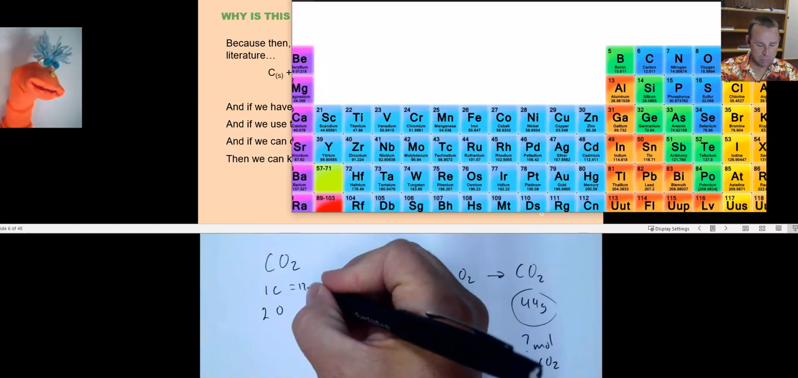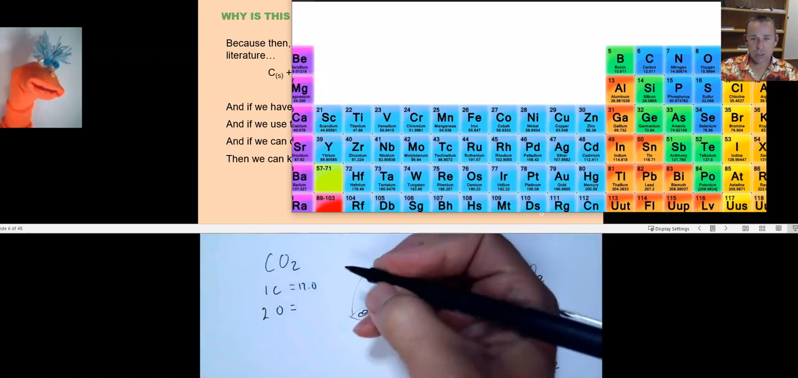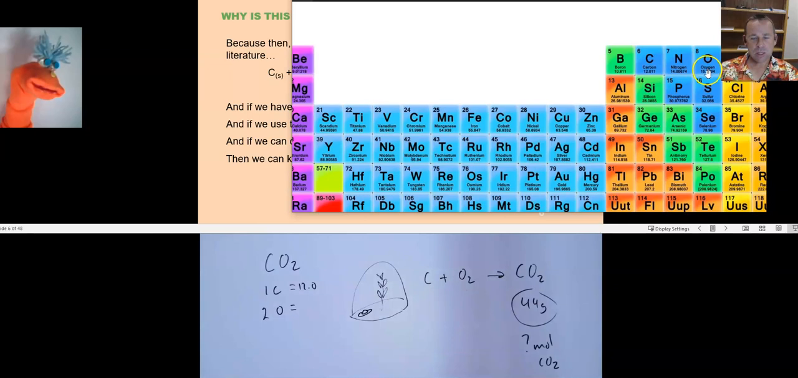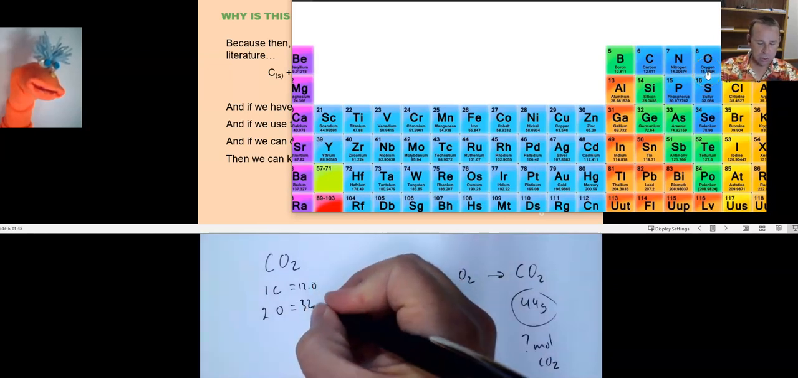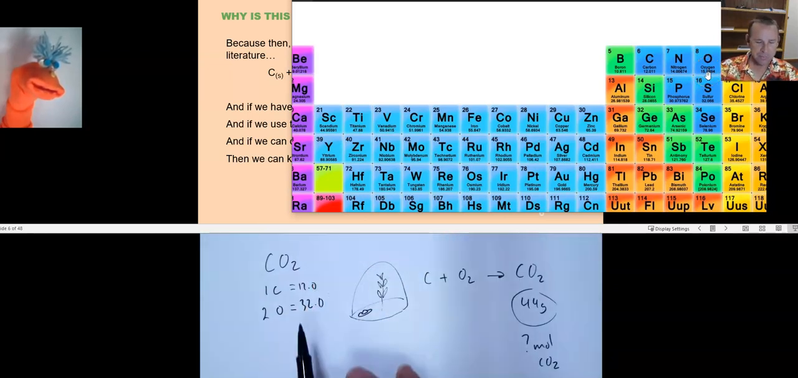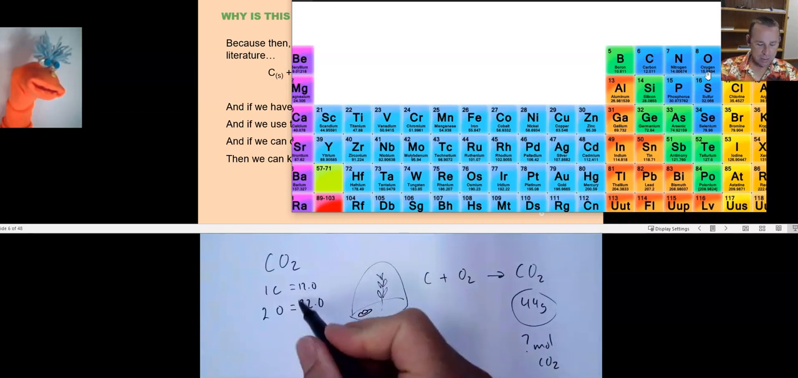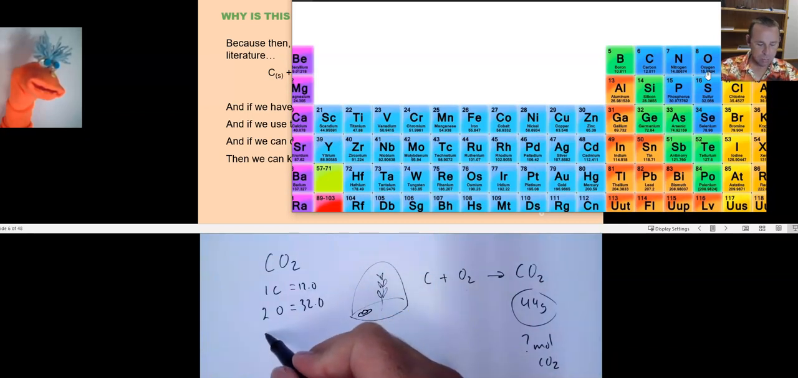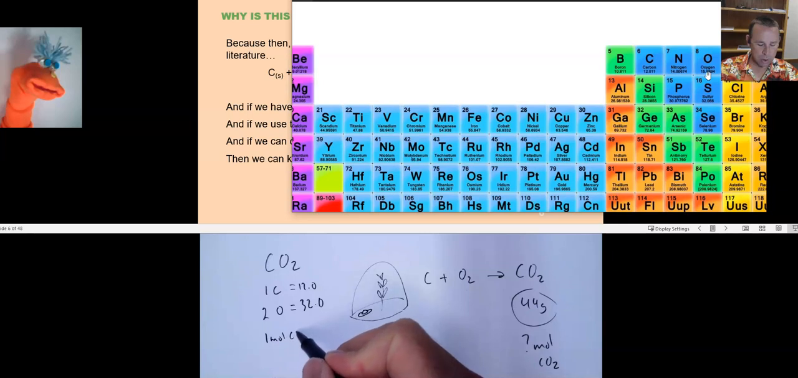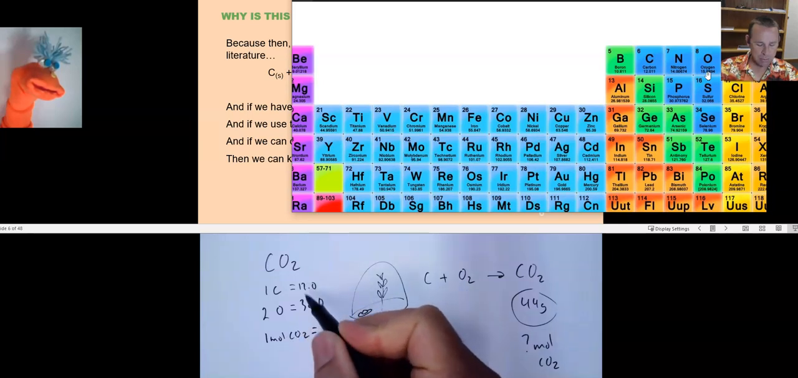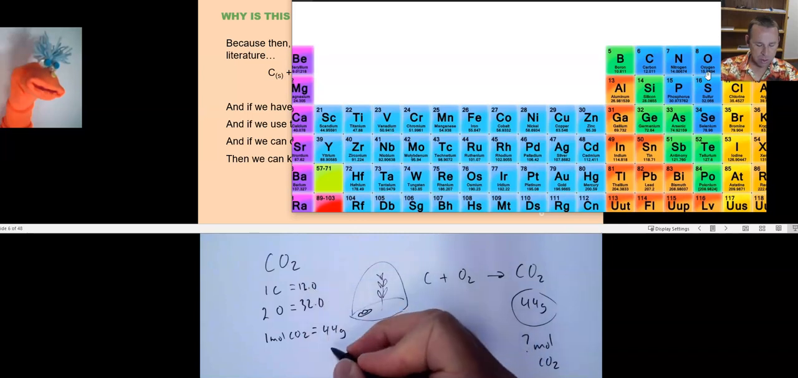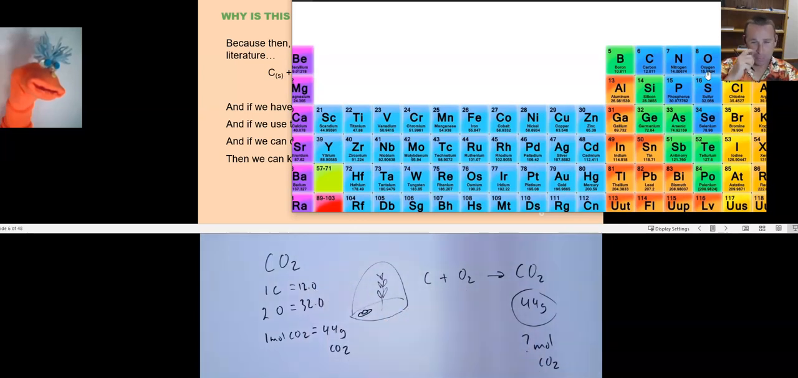1 carbon, that's 12.0. 2 oxygens, each oxygen is 16, so that's 32.0 there. And so then I can add these together, and I see that 1 mole of carbon dioxide is equal to 44 grams, the sum of these two, grams of carbon dioxide.